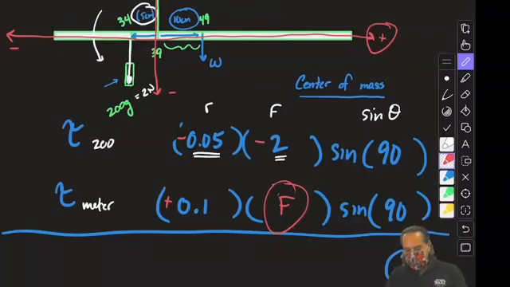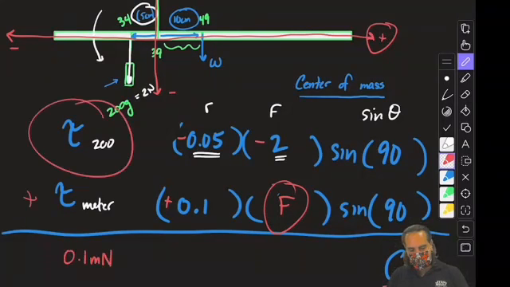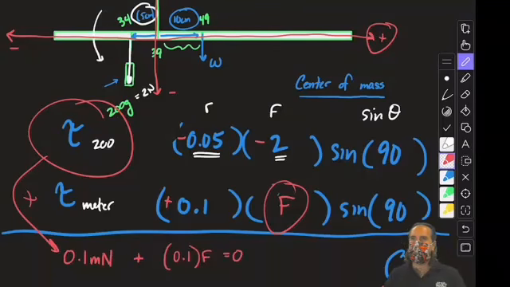So now I have to add these up and set them equal to 0. Net torque equals 0. So 0.05 times 2, and they're both negative, so that's going to be 0.1 meter newtons. That's the first one. Plus, that's this one now, 0.1 times F has to equal 0. You solve for F.